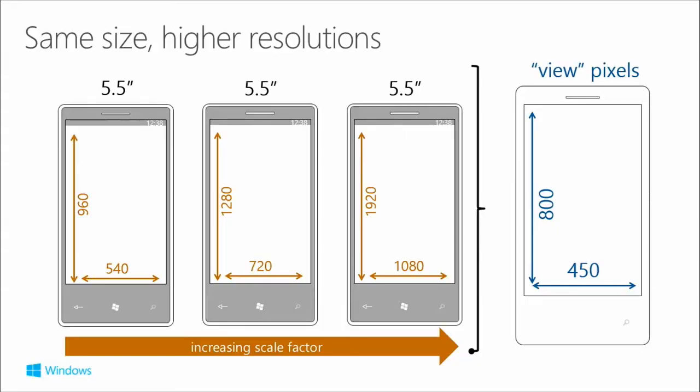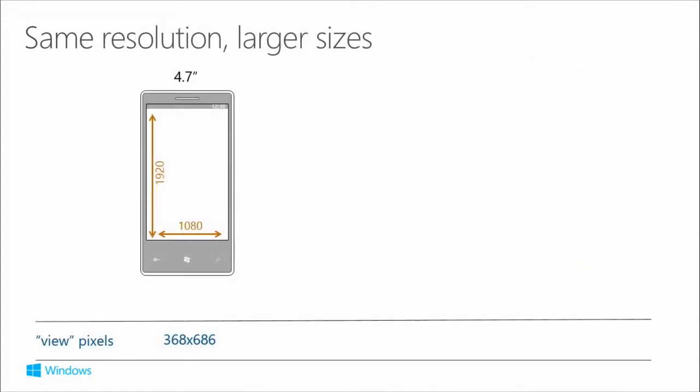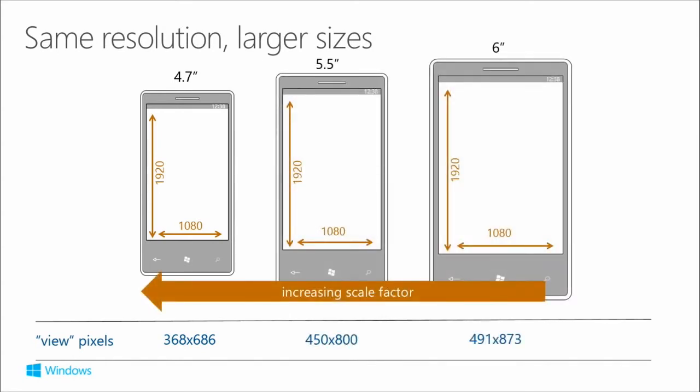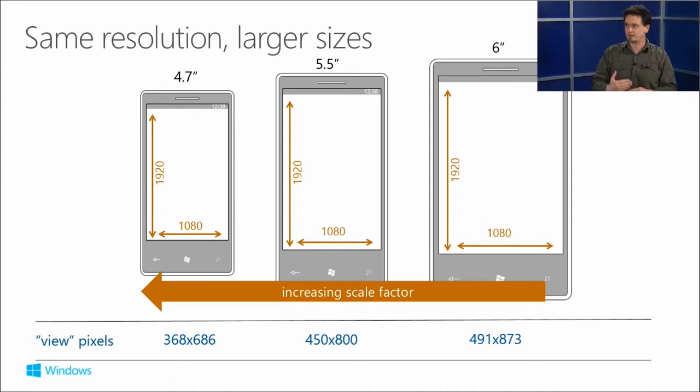So this helps us when we're dealing with images that are the same size but higher resolution. We could have a lower resolution 5.5-inch device or a super high resolution 5.5-inch device. That doesn't matter. It's a 5.5-inch device. It is 800 by 450 view pixels. Similarly, we could have a super high DPI 1080p screen that's only 4.7 inches. Well, it's actually going to be smaller view pixels, because just because it's higher DPI doesn't mean you're holding it closer to your face. The larger screens get more view pixels because from a user perspective, it's a bigger size.